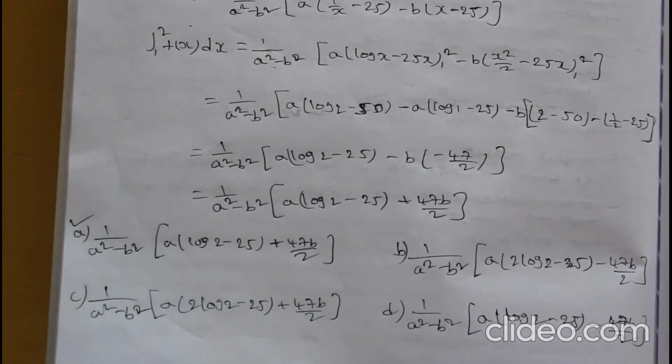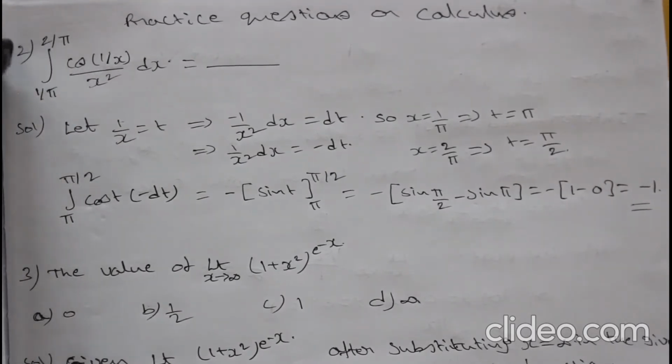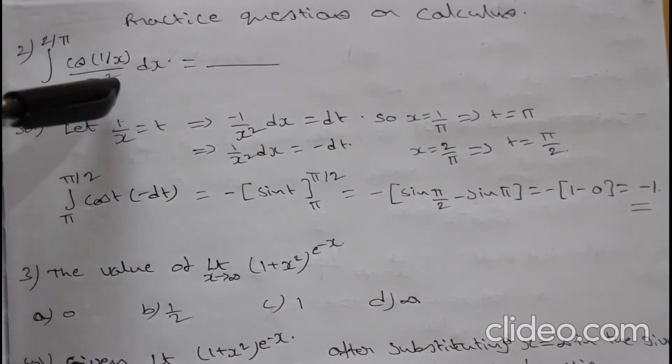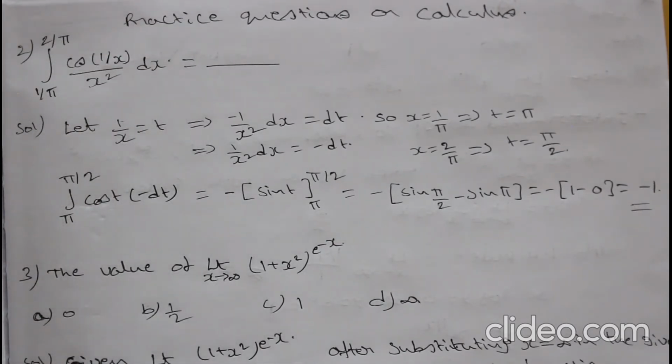Okay, hi friends, now look at question number 2, that is integral of 1 by pi to 2 by pi cos of 1 by x divided by x square dx is equal to. See friends, here this question also the complicated factor is there, that is cos of 1 by x, so the integration of cos of 1 by x divided by x square will be complicated, so directly we have to eliminate or we have to replace.